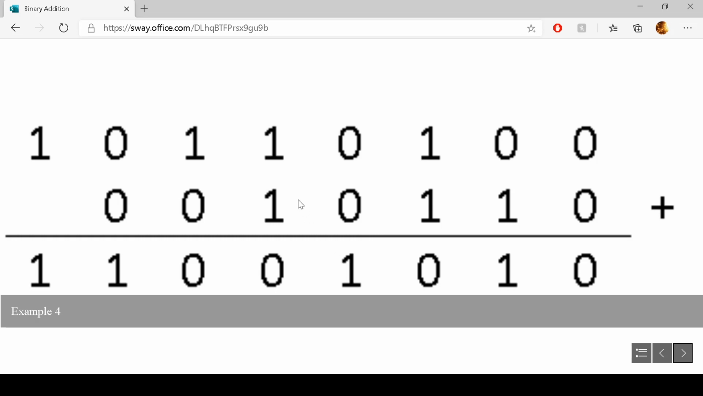The next column we have 1 plus 1, so the result here is 0, carry 1. In the next column we have 1 plus 0 plus our carry 1, so the result is 0, carry 1. In the next column we have 0 plus 0 plus 1, so the result is 1. In the last column we have 1 on its own, so we can just take that down, and that is our result for example 4.